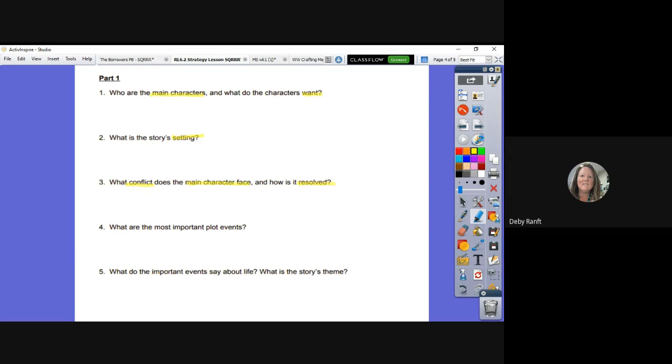So for number 4, they want to know, what are the most important plot events? Important plot events. Yeah, I'm thinking important plot. Good. Last one. What do the important events say about life? What is the story's theme? Theme. Yes. Any others? Life. Yeah, I'm thinking life, right? Say about life, right?